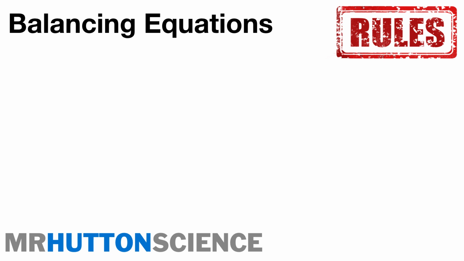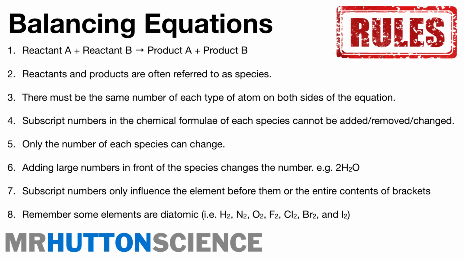Right, so when we are balancing equations, there are a few rules and guidelines that we need to stick to. Overall, you generally have reactant A and reactant B reacting to give you product A and product B. Sometimes you just have one reactant and two products. Sometimes you have two reactants and one product. Sometimes you have more than two reactants, and sometimes you have more than two products. But generally you have reactants A and B giving you product A and B.